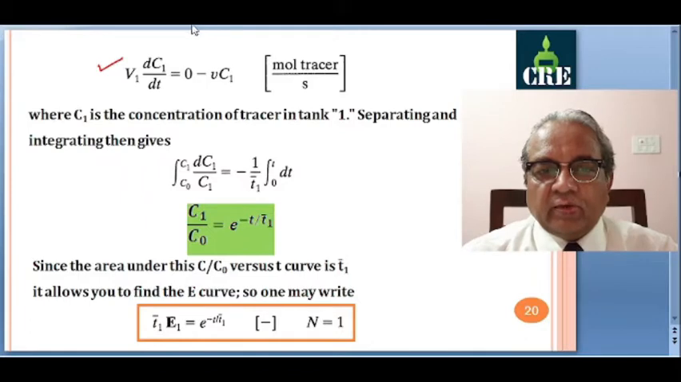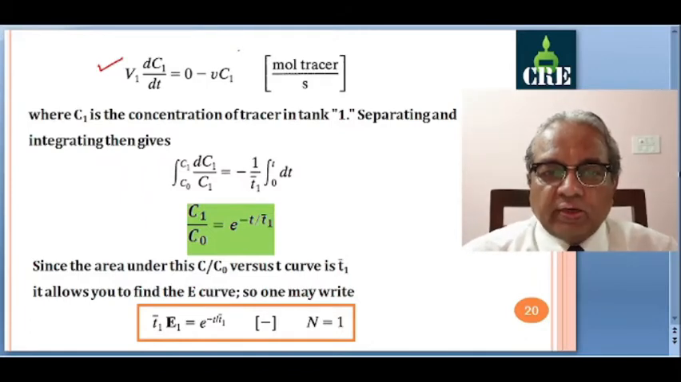We are not considering any chemical reaction. Only RTD studies. When C1 is the concentration of the tracer in tank 1, we separate the variables and integrate it. So dC1 by C1 is equal to V by V1. So capital V by V is tau, or in this case T bar, mean residence time, and here we are using it for the first reactor.